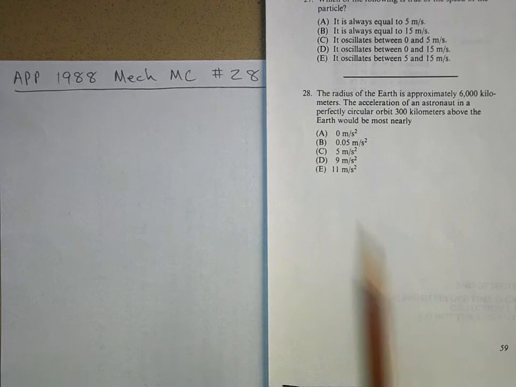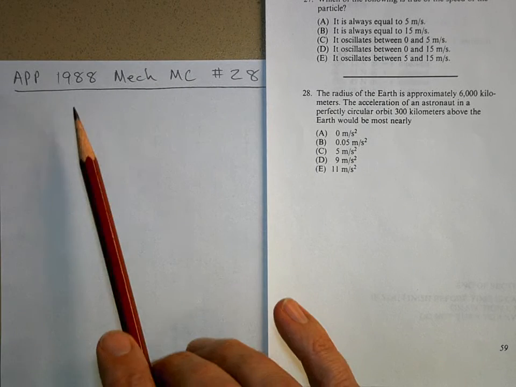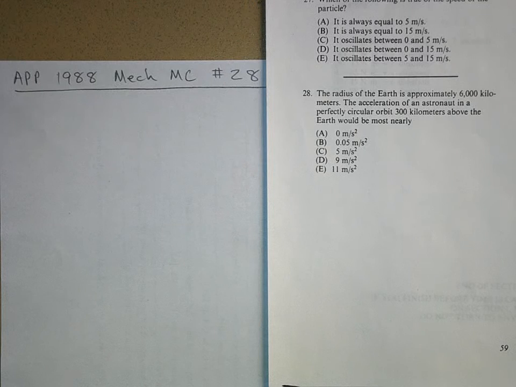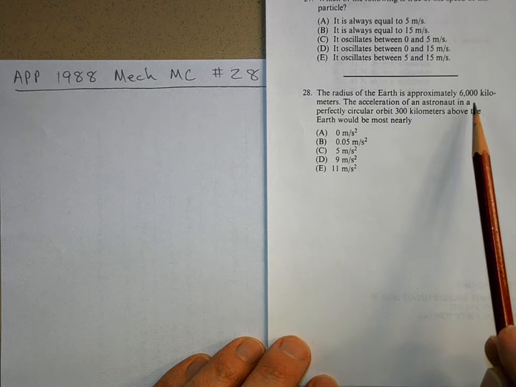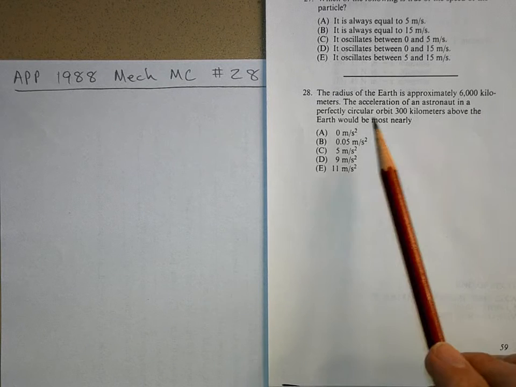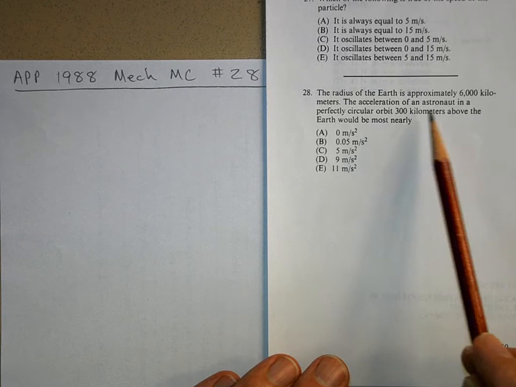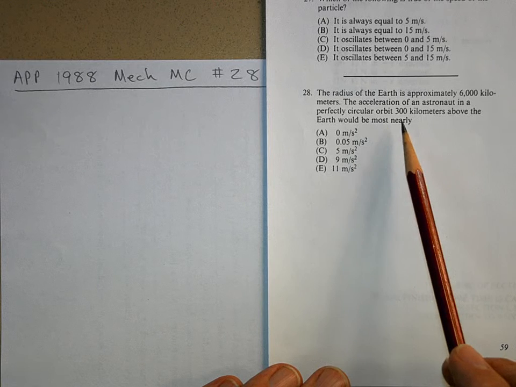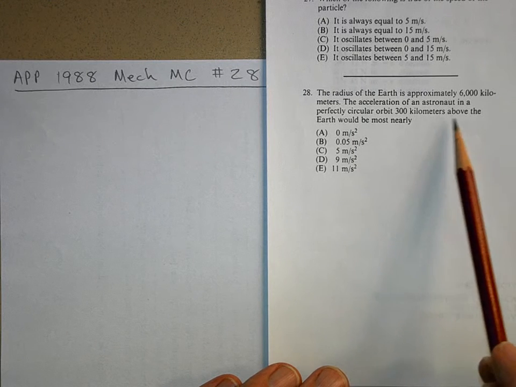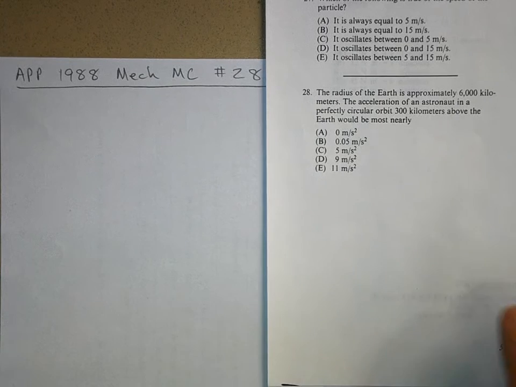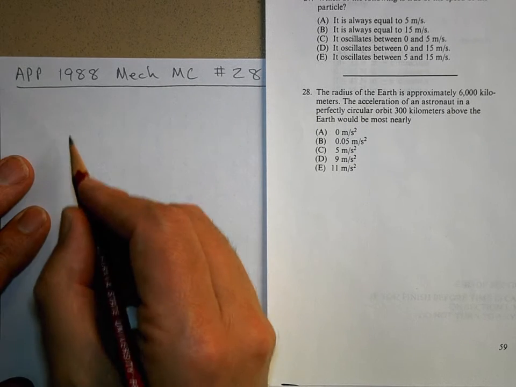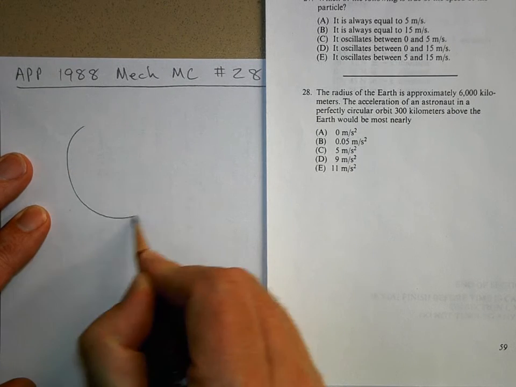Okay, let's do problem number 28 on the 1988 mechanics multiple choice test. Let's read the problem. It says the radius of the Earth is approximately 6,000 kilometers. The acceleration of an astronaut in a perfectly circular orbit 3,000 kilometers above the Earth would be most nearly one of these. So I'm just going to draw a quick sketch of this.